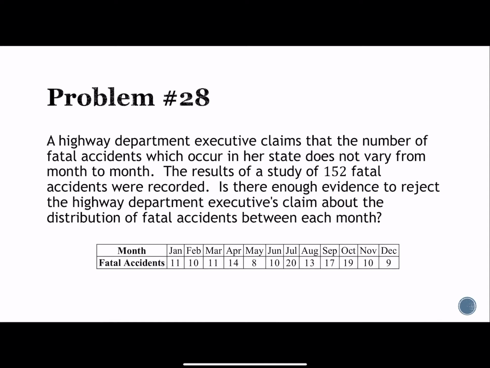We've got a highway department executive who claims that the number of fatal accidents which occur in her state does not vary from month to month.